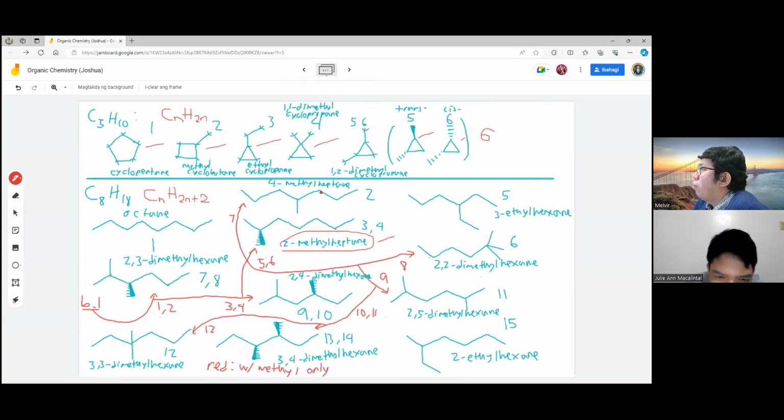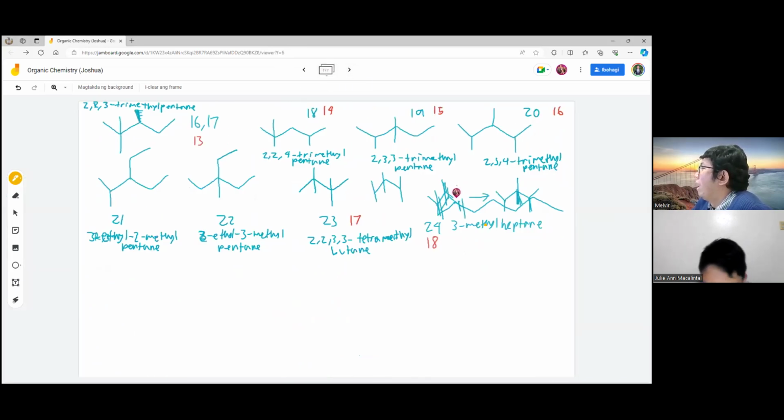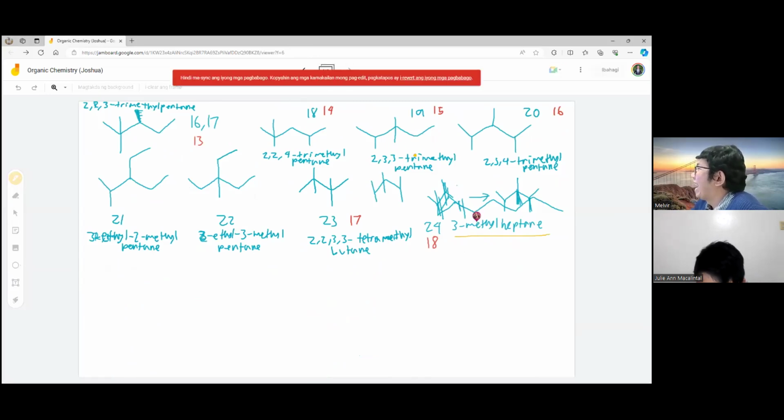May 4-methyl ka eh. 1, 2, 3, 4. Meron din. Where? Hindi ko lang makita. Saan yung 3-methyl mo? 3-methylheptane. Ito, 4-methyl. Kuha ko, ito. Ako ay mag-green this time. Ayan. Ito, 4-methyl. Uy, wala kang 3-methyl. Saan ba yung 3-methyl? Wala. Nakita ko yung kanina.